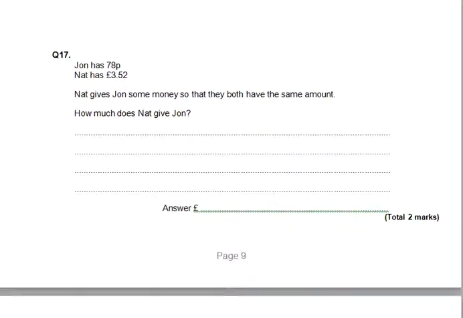John has 78p, Nat has £3.52. Give money so they both have the same amount. So what we might need to do is just work out how much money they've got first of all. 352, 78, so we're just going to put this in. Okay, so if we add these bits together, we end up getting 0, 1, 7, 10, 11, 12, 13. Carry 1 over, so we get 430. So 430 is what we're aiming at, how much money they've got to split.